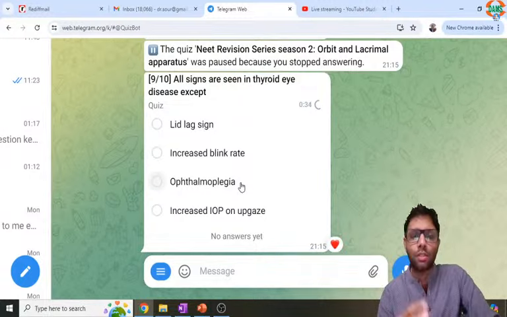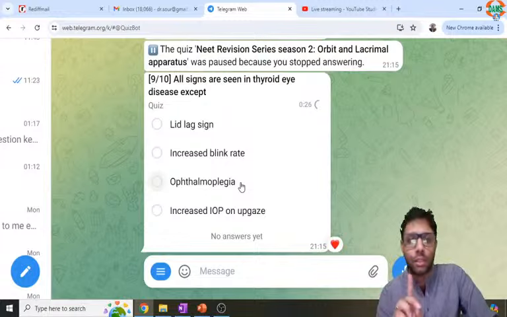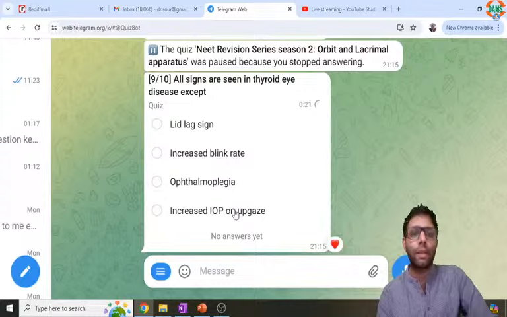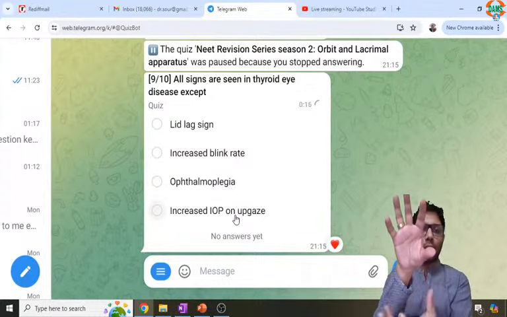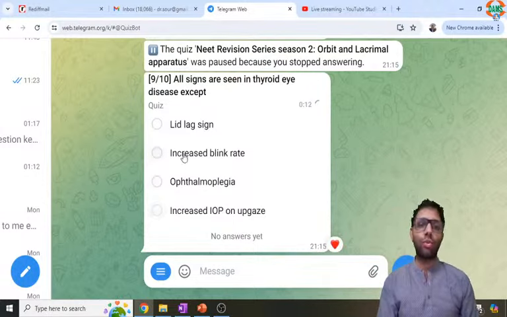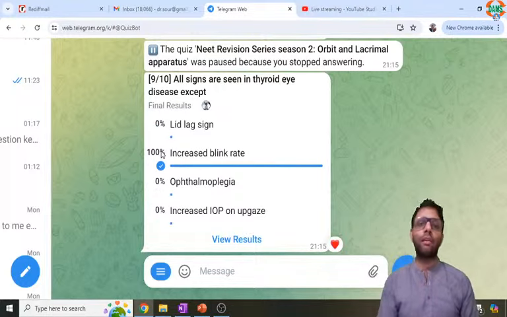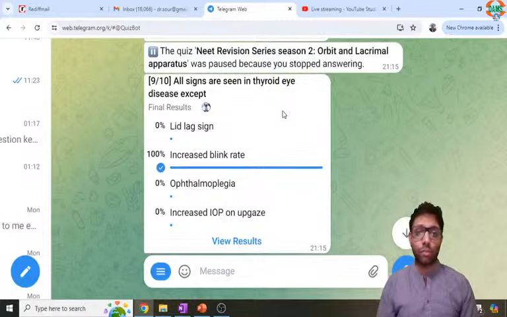Ophthalmoplegia, yes, because the muscles are involved. If the muscles are involved, rectus more than oblique. Inferior rectus is the most common muscle involved, so there is difficulty, restriction of eye movements. That is ophthalmoplegia. And yes, there is an increased IOP on up gaze because IR is the most common muscle involved. If that is fibrosed, if the patient looks up, the pressure can increase. So that is also true. But not increased, decreased blink rate is seen in thyroid eye disease patients. Thyroid eye disease is a very, very important question of PG exam. You should know this.